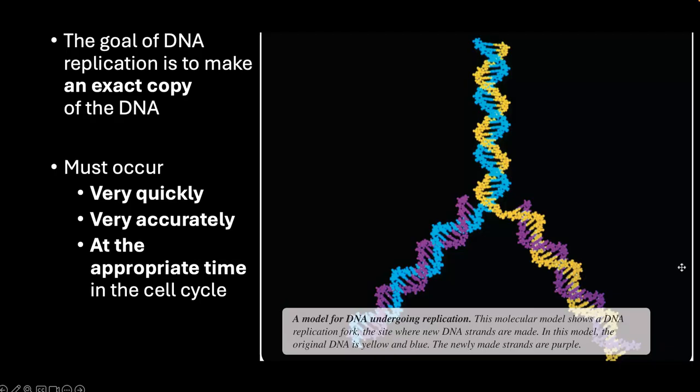At the most basic level, for DNA replication to be a successful process, it needs to make an exact copy of the genome. Additional requirements include doing this with efficiency, not making many mistakes while copying DNA, and doing it at the appropriate time in the cell cycle.